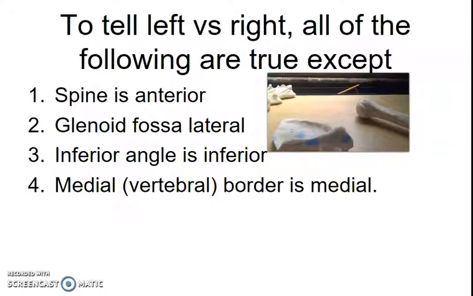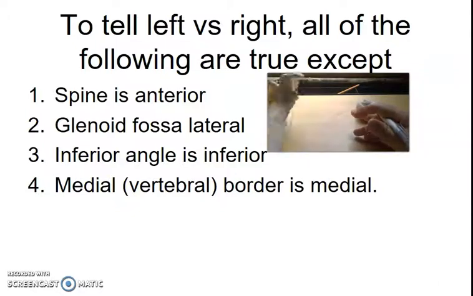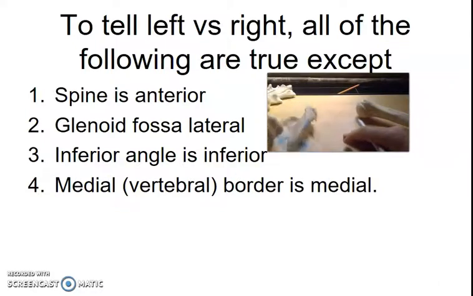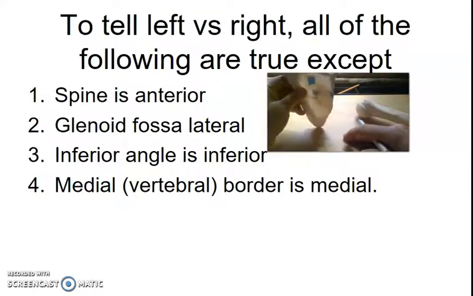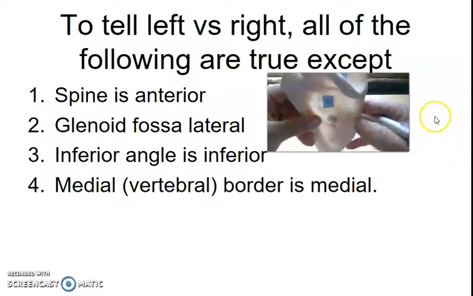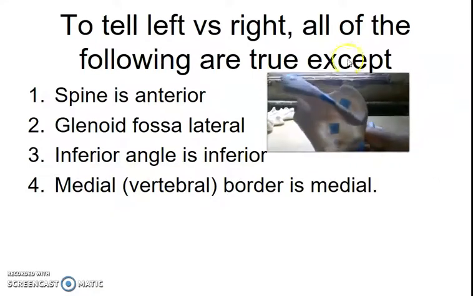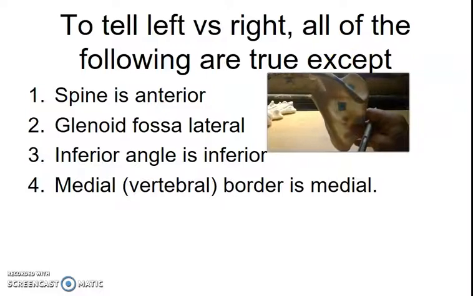So, let's learn about a bone that thinks it's hilarious now. To tell left versus right, all of the following is true. Now, unfortunately for you guys, you can't just put the scapula on your back. So, this is actually lining up nicely. We're assuming that the person's back is facing you. So the spine is going to be posterior.